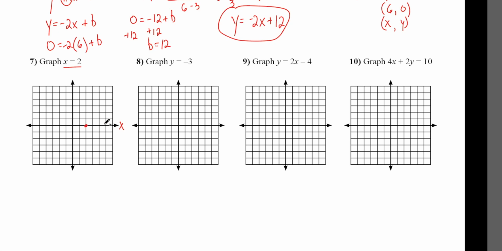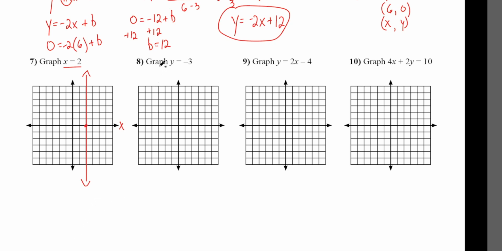Okay? These are lines. You have to graph a line. So, what kind of line is it? It goes through the x-axis. It's a vertical line. So we draw a vertical line, and that is your answer right there. Super easy. No math involved. All you have to do is count to 2. That's it. And know it's a vertical line.